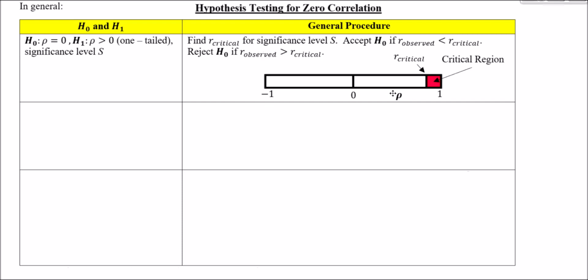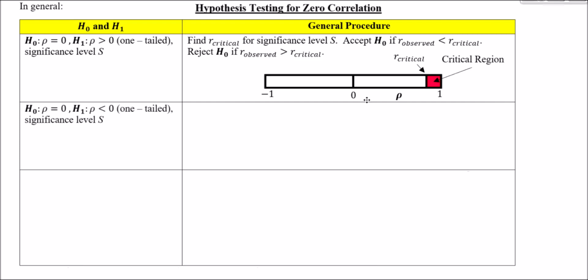So this isn't to scale. So imagine rho for the population correlation: no correlation, perfect negative, perfect positive. If you're testing for positive correlation, a critical value will be somewhere here. If your observed value is somewhere here, you'd reject H0 and say there's evidence of correlation. If your observed value is down here, if it's lower than the critical value, you would accept H0 and say that there is probably 0 correlation.